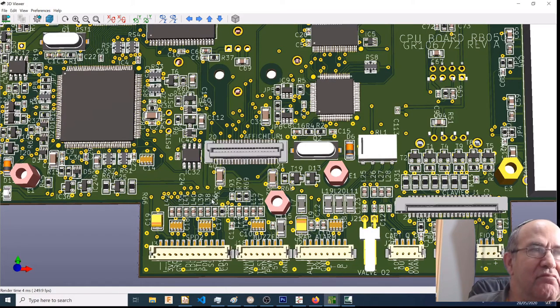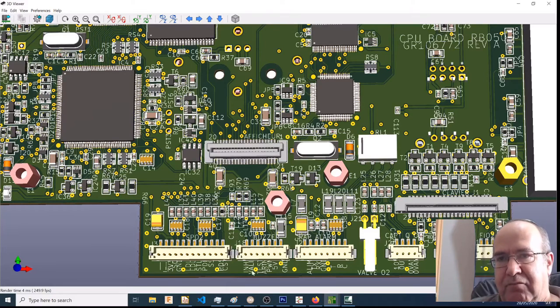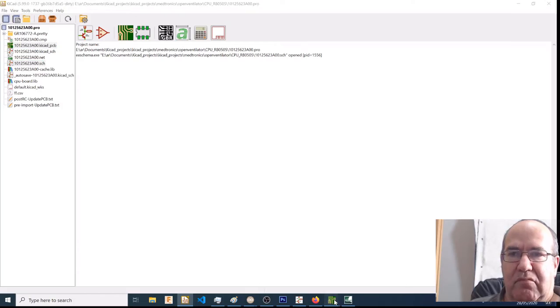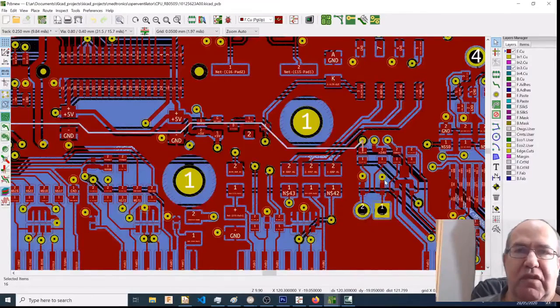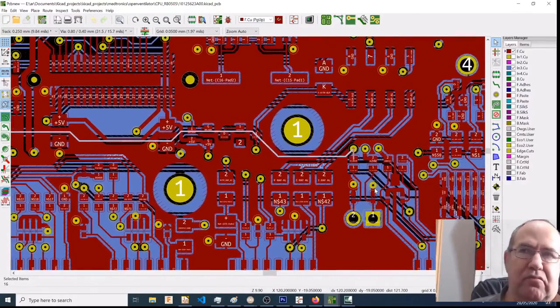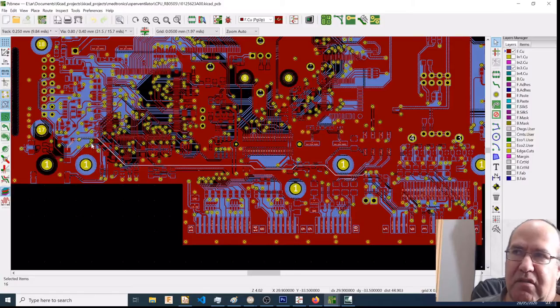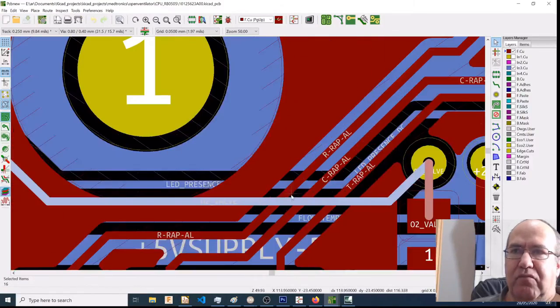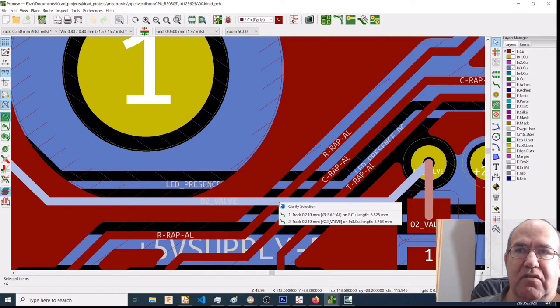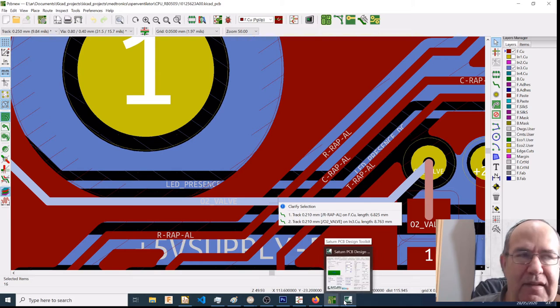I didn't design this board, and possibly the current for the original part didn't require more than an 8mm trace. Okay, I'm going to move back to the 2D view. One can see the trace going through, and this trace is 0.210 millimeters, which is about 8 mils metric.